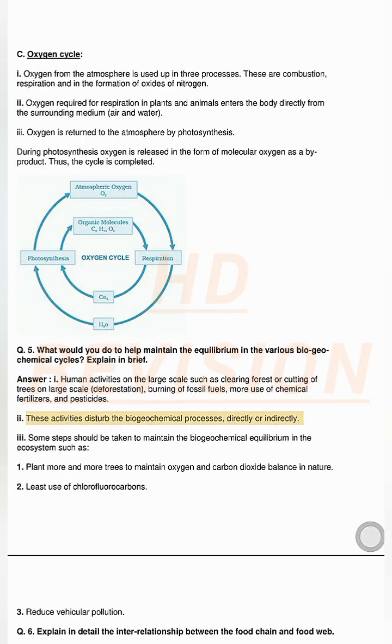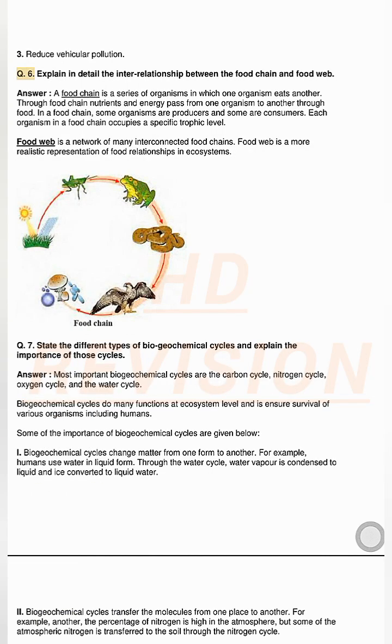These activities disturb the biogeochemical processes, directly or indirectly. Some steps should be taken to maintain the biogeochemical equilibrium in the ecosystem, such as: 1. Plant more and more trees to maintain oxygen and carbon dioxide balance in nature. 2. Least use of chlorofluorocarbons. 3. Reduce vehicular pollution.